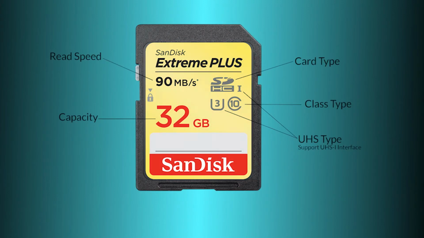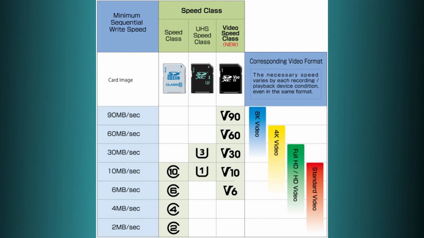If the card doesn't have this on it, which is sometimes the case, which is really annoying, it may have a slower speed than you need. But sometimes the card will only have class 10 and U3 on it. So looking at this chart here, what we're looking at is the type of video that we're looking to record.